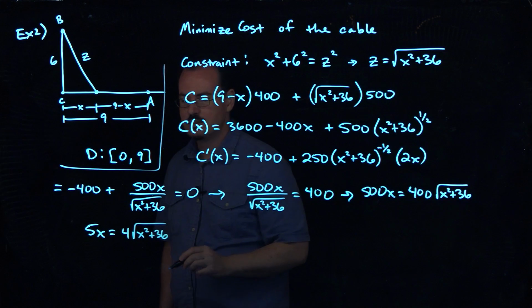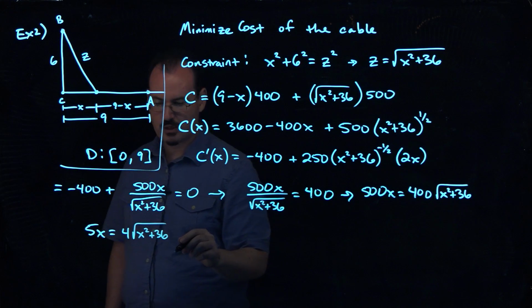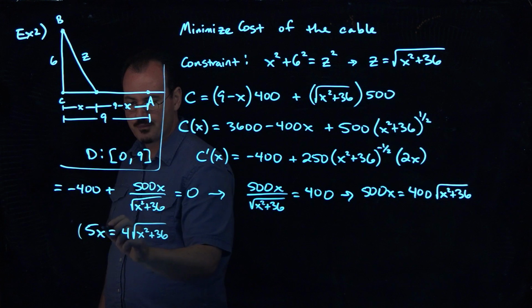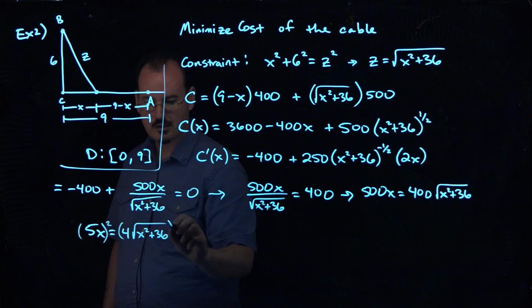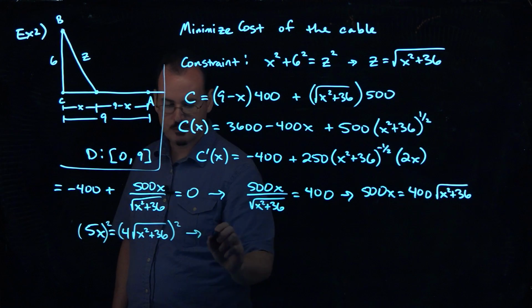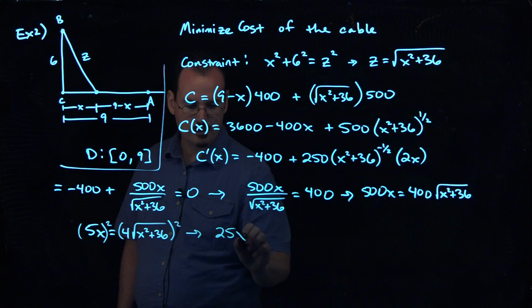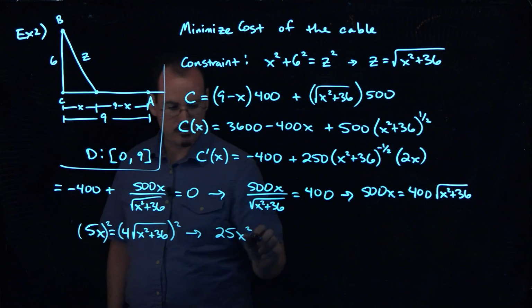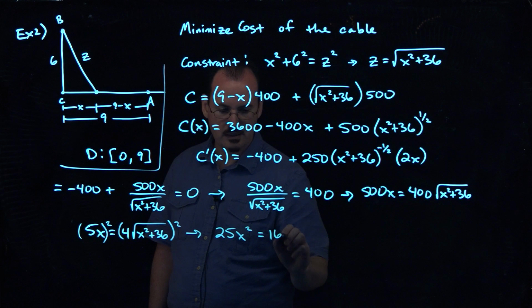The best way, I think, to do that is to get rid of this radical. So I'm going to square both sides of this, and that'll get rid of the radical. That's going to give me 25x squared. Now I have to square the 4 as well, so that's going to give me 16. And then squaring the square root takes away the radical, so I'm left with x squared plus 36.